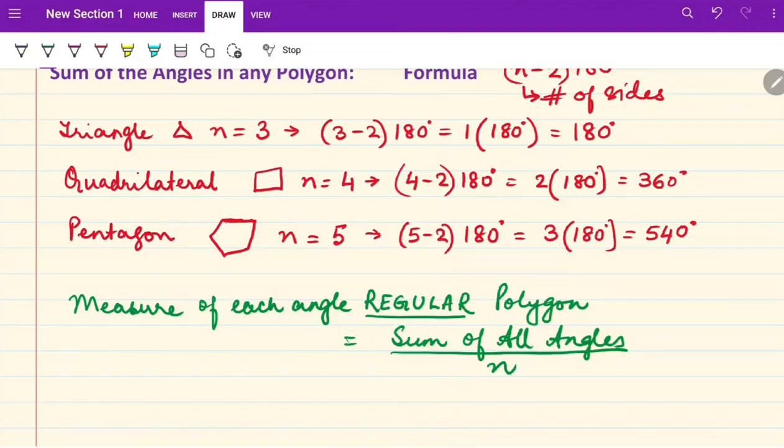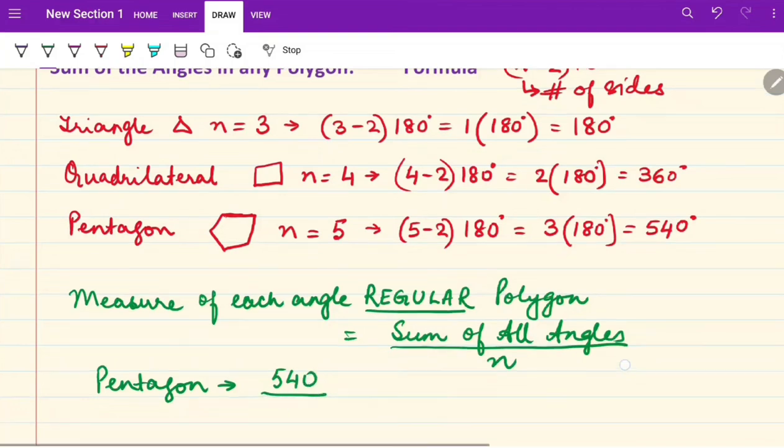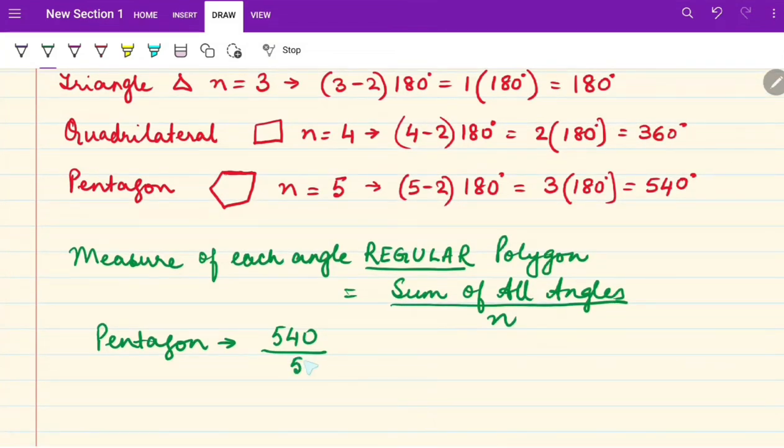So if it is a pentagon, then the sum of all angles is 540 degrees divided by 5, which is the value of n, the number of sides in the pentagon, and you get a value of 108 degrees. So each angle in a pentagon has a measure of 108 degrees. However, it has to be a regular pentagon.